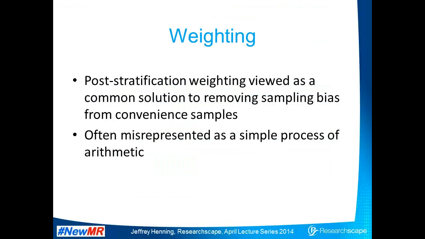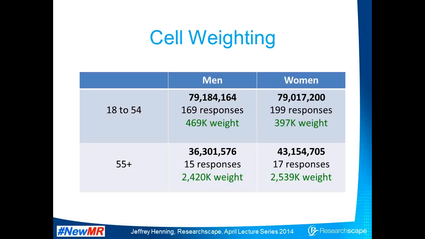So post-stratification weighting is when you have the survey results in and now you're going to weight them. It's a common solution for removing sampling bias from convenient samples. Sometimes you'll hear it said, it's just a simple process of arithmetic. I'll give you the simple process of arithmetic and then talk a little bit about why there actually are editorial decisions here.